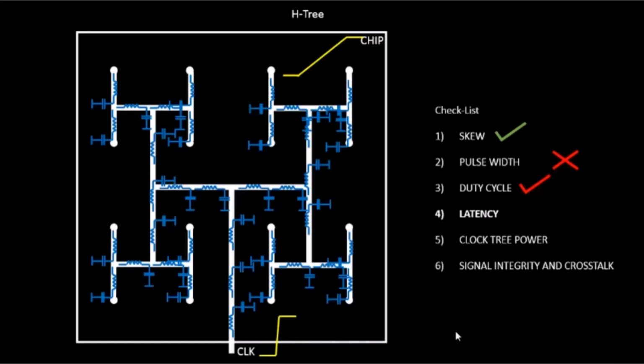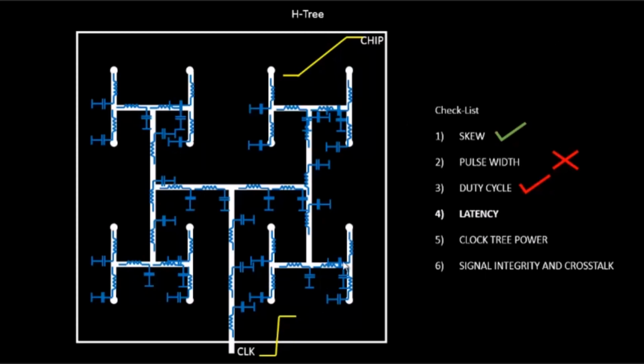In this case, we see still a huge scope of improvement, because the transition at the input and the transition at the output are way off. Unless and until we are able to come up with a value of transition which lies somewhere in the middle, or which is very close to the input signal, we cannot say that the latency is a very good number.